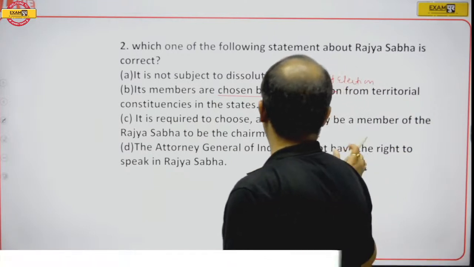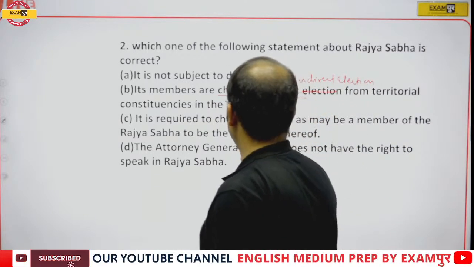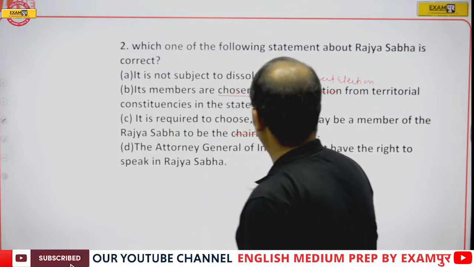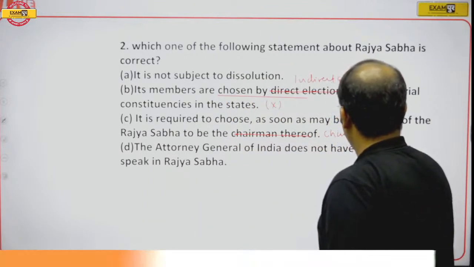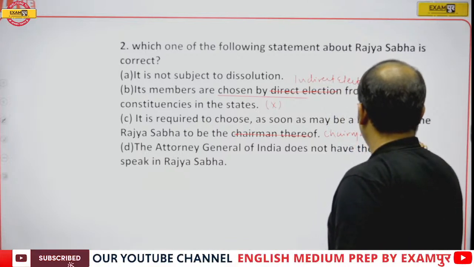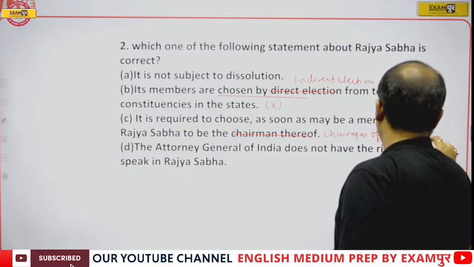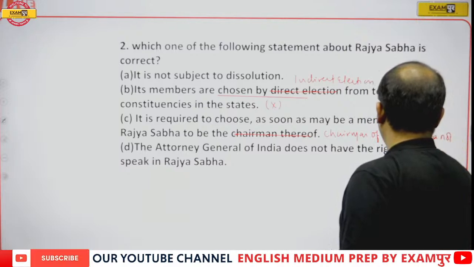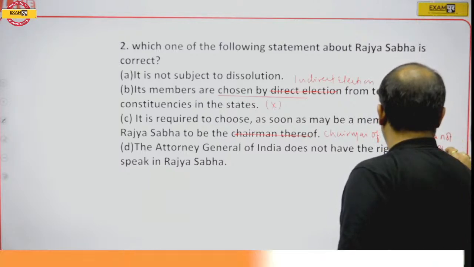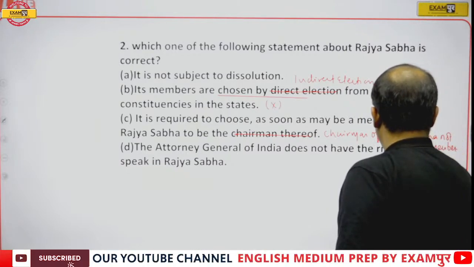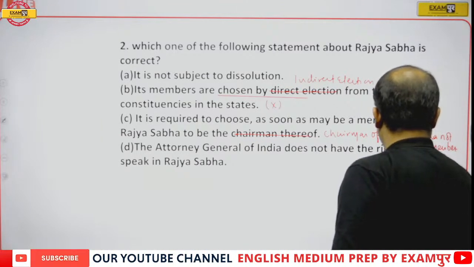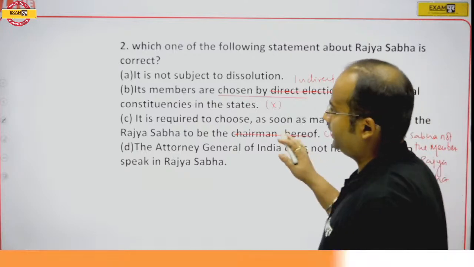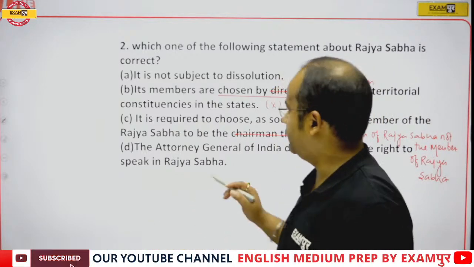It requires to choose as many members of Rajya Sabha to be the chairman. So the chairman of Rajya Sabha is not a member of Rajya Sabha. The chairman of Rajya Sabha is not the member of Rajya Sabha. So the second statement is wrong.